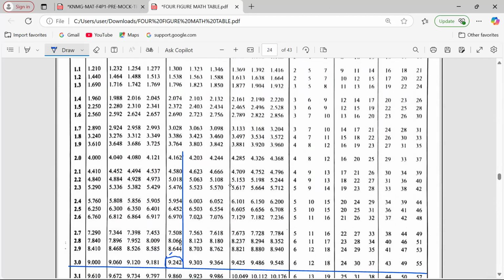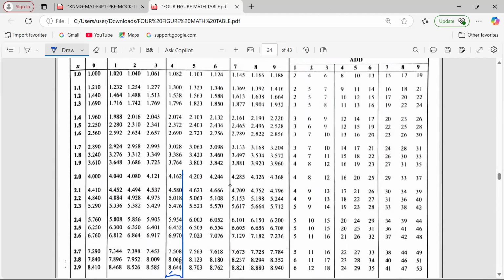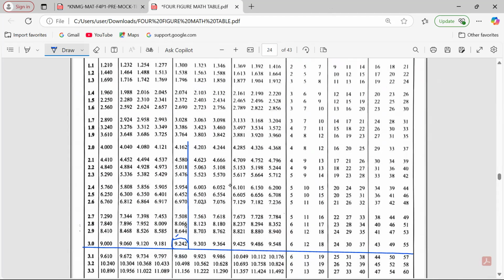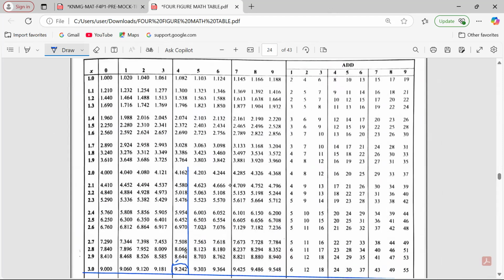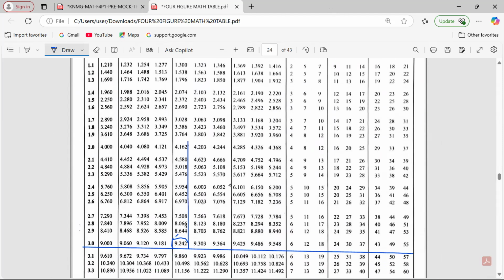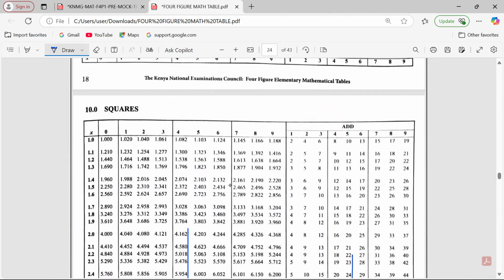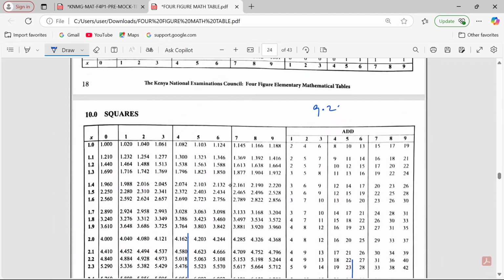Then we go to the different side, whereby we're going to add the column that has 5. Check where the column with 5 intersects with the row that we are dealing with. This point. So we are adding 30. So 9242 plus 30 that way. So we're getting 9272.